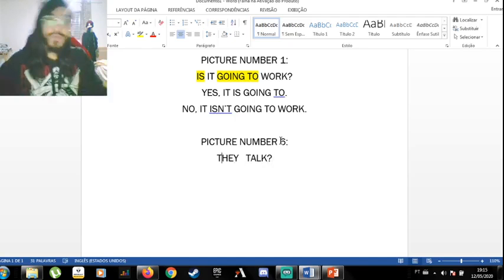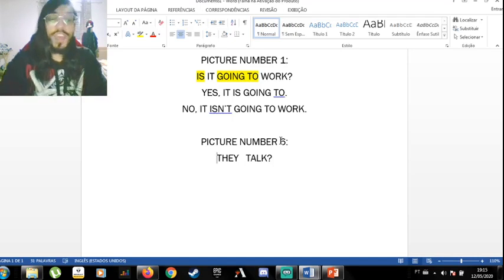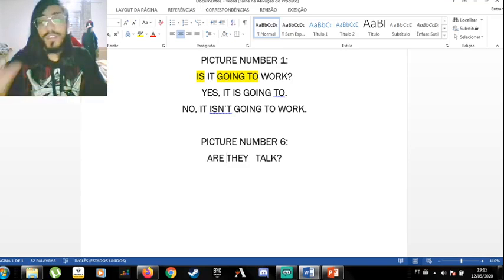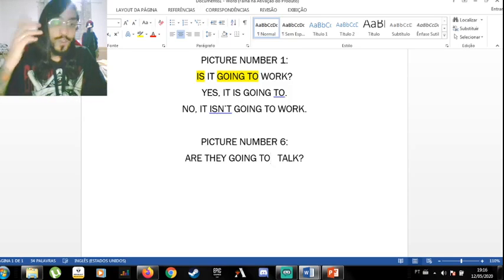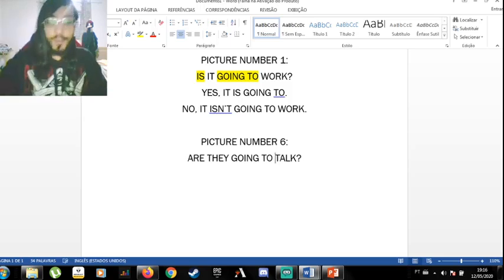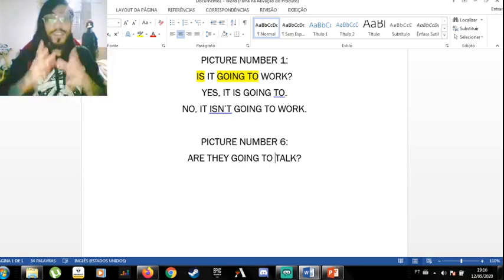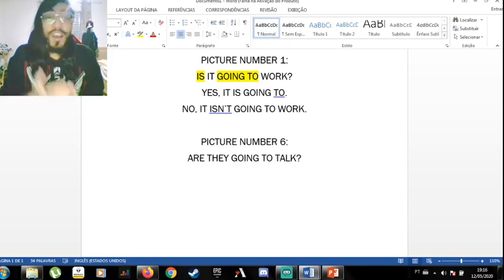if we are talking about they, we have to use the element are, okay? So, are they going to talk? Yes, students. Is that clear for you? Are they going to talk? I don't know if they are really going to talk. So I need to know if they are going to talk. So I'm asking, are they going to talk?